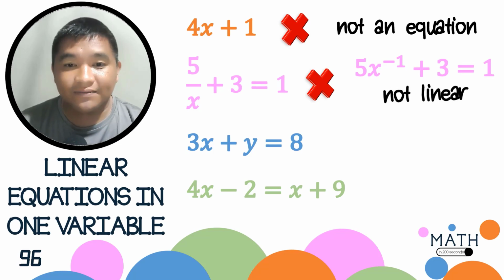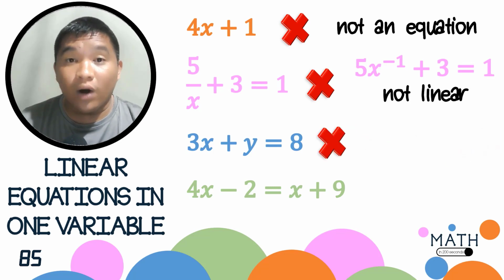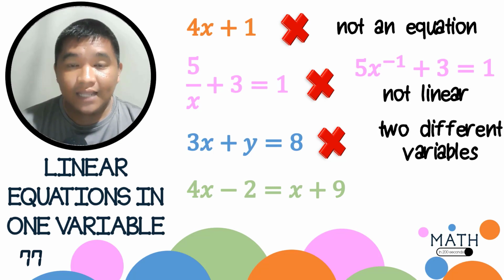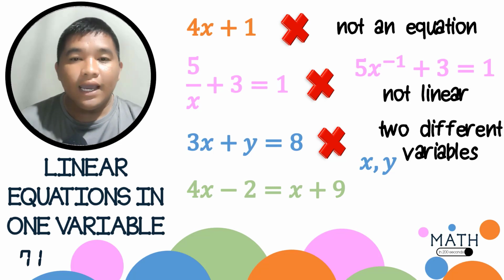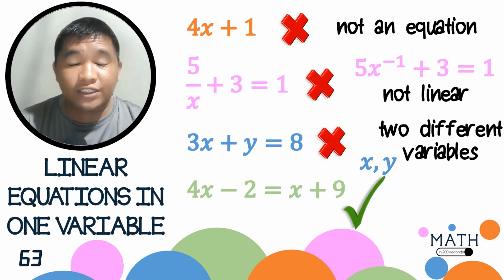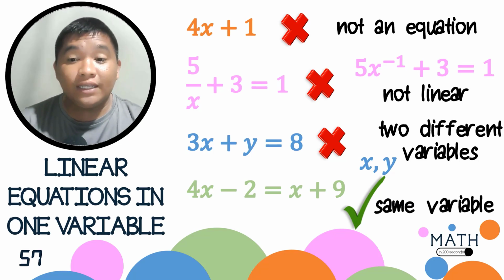Again, it's not linear. For the third example here, you might notice that the variable's exponents are also 1, but since our concept is linear equations in one variable, this is not an example, for the very simple reason that we have 2 different variables here. And the 2 variables here are actually x and y. As for the last example, you might be wondering that there are also 2 variables, but this is actually an example of a linear equation in one variable, for the very simple reason that even if there are 2 variables, they are actually the same.